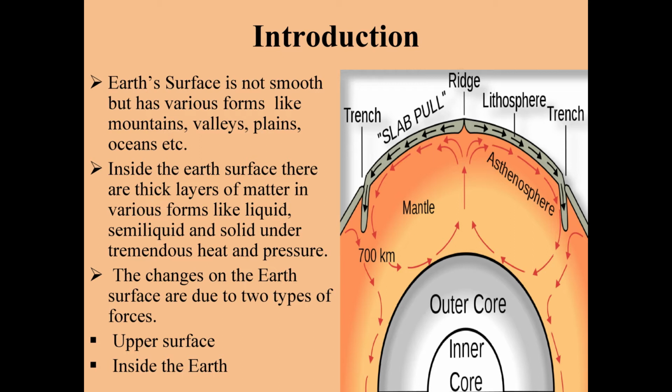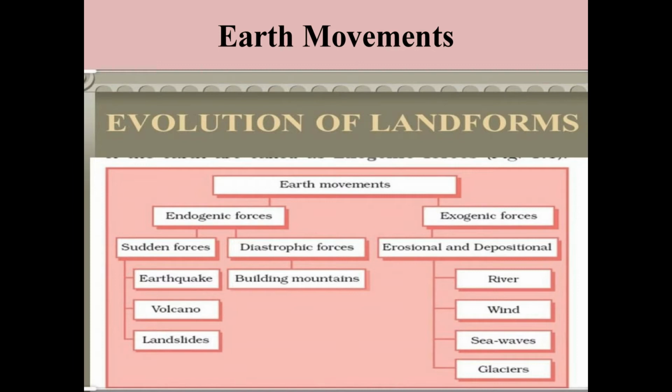The changes on the Earth's surface are due to two types of forces. While the upper surfaces are exposed to sunlight, heat, wind, water and temperature variations, there are some other forces acting from inside the Earth as well. Earth movements. Earth's movements are divided based on the forces which cause them, like endogenic forces and exogenic forces.